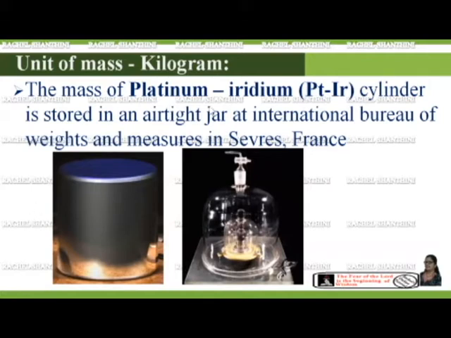The mass of a platinum iridium cylinder is stored in an airtight jar, just to avoid interference from the atmosphere. It is stored in an airtight jar at the International Bureau of Weights and Measures in Sèvres, France.